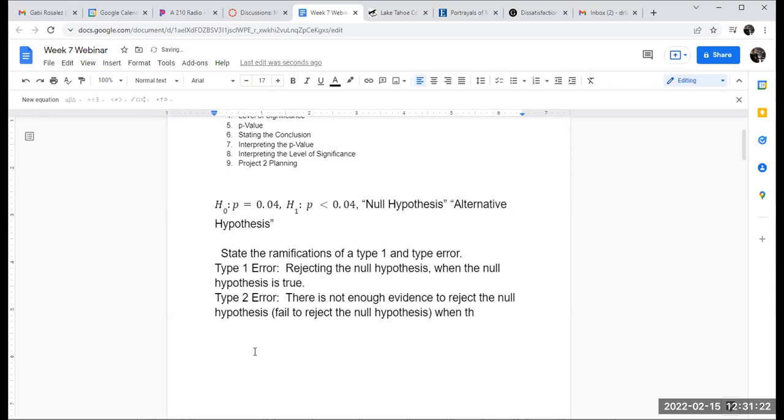A type 2 error is when the null hypothesis was false, so the alternative was true. Okay, so now let's think about a type 2 error and what are the ramifications for the type 2 error for Pfizer's COVID vaccine test. What would happen with a type 2 error?